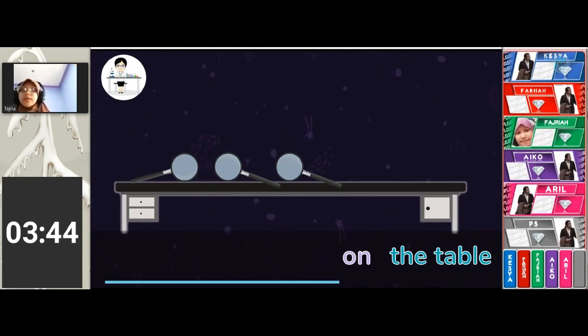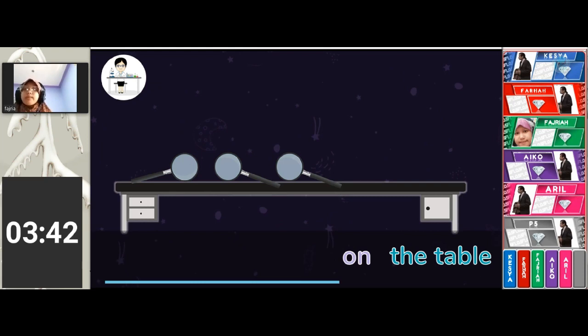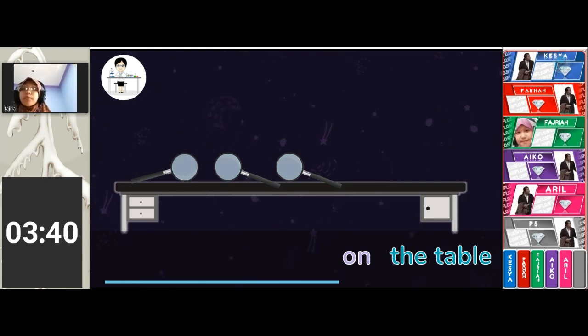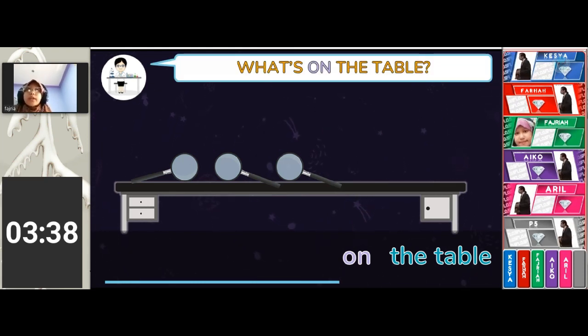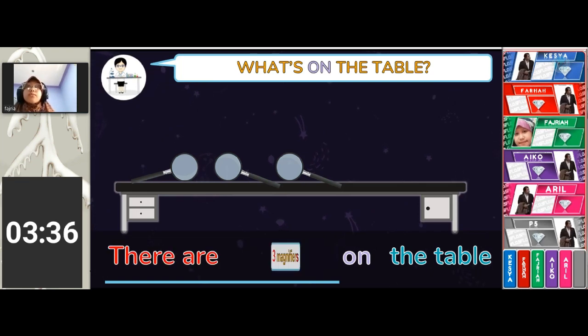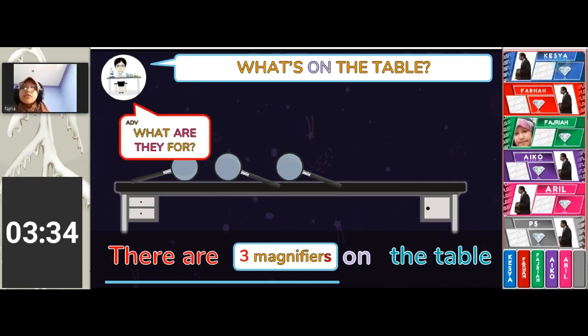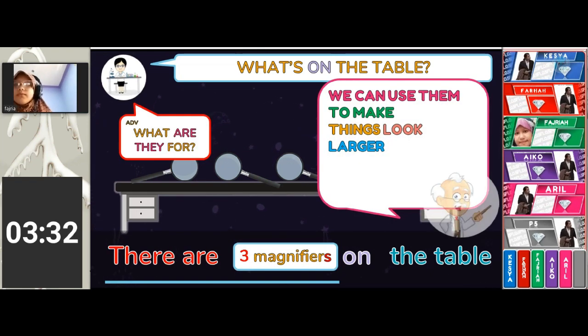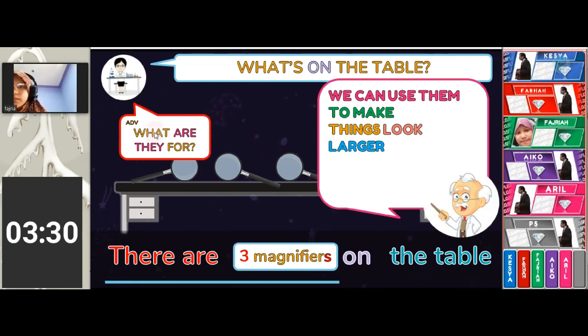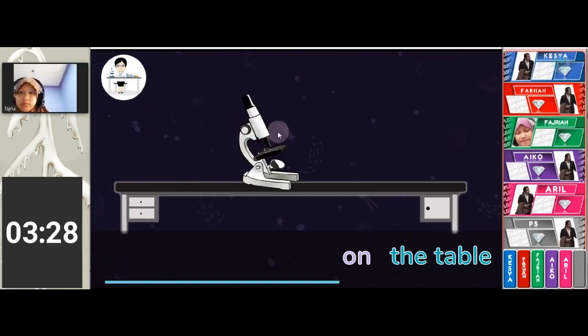What's on the table? There are three magnifiers on the table. What are they for? You can use them to make something small look large. Next.